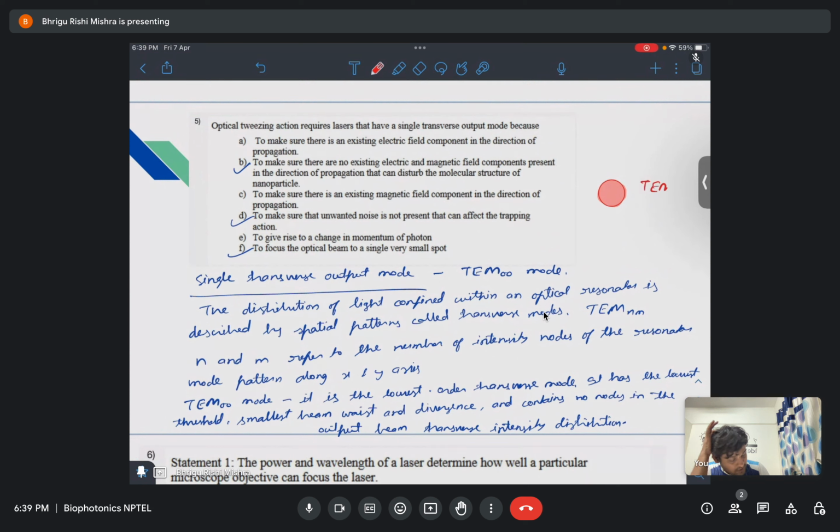This is TM00. Just for example, TM11. So if you have a TM11, then you have these spots. So this is TM11. So okay, you don't require these kind of spots or divergence, because it will not give you the proper spot, proper position, and also it diverges and will have some noise. So that is why TM00 is used for the optical tweezing action.